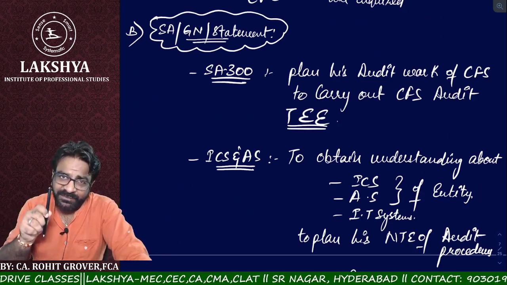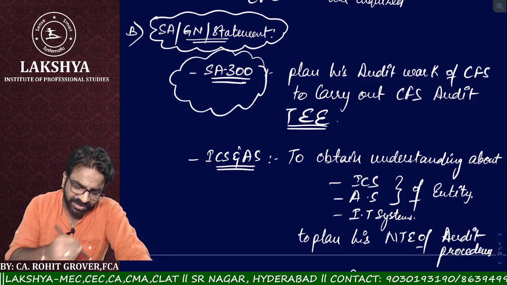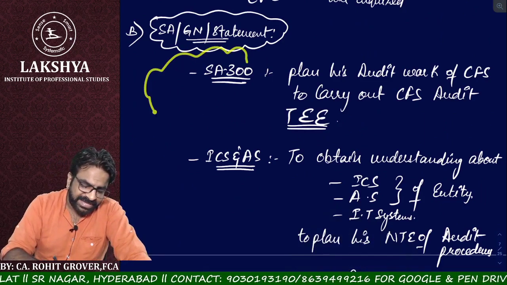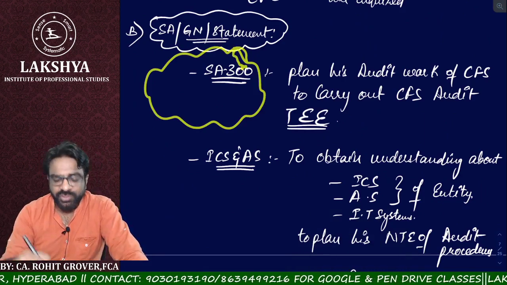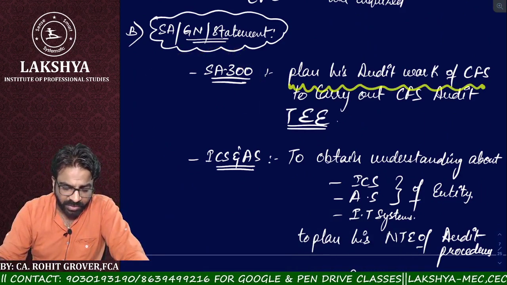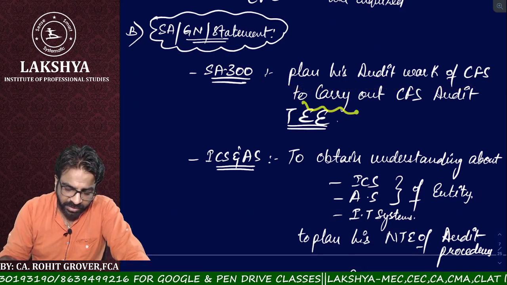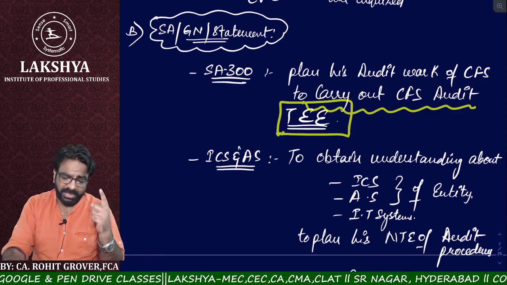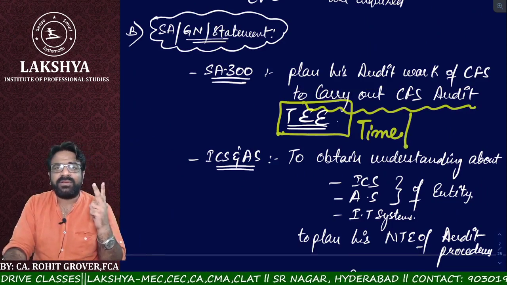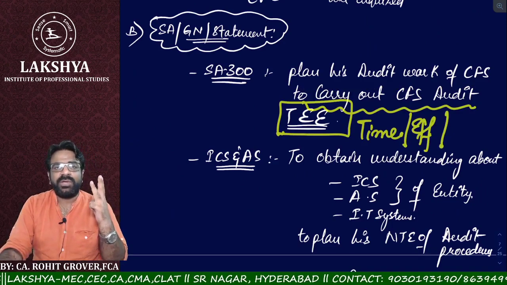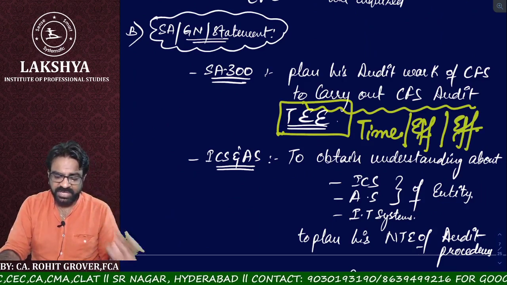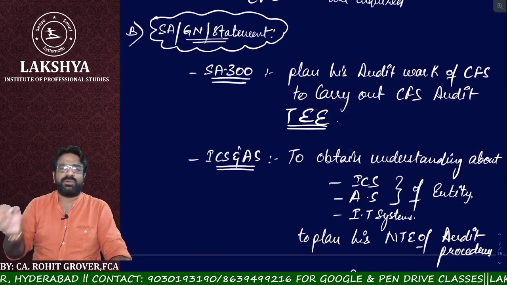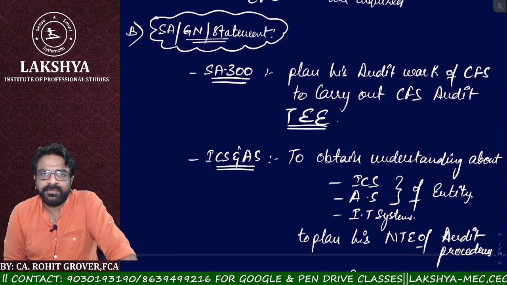So in the consolidated financial statements also, SA 300 will apply. In the consolidated financial statements also, which standard will apply? SA 300 you have to consider as an auditor. So here also you have to plan your audit work of the consolidated financial statements to carry out the CFS audit in a TEE manner. Now, do we have to complete the audit on a timely basis? Yes, timely. Do we have to complete the audit on an effectiveness basis? Yes, effectiveness. Do we have to do our audit on an efficiency basis? Yes, efficiency. So T stands for timely, E for effectiveness, and E for efficiency. This is what TEE means. Clear, everyone? Yes, sir.